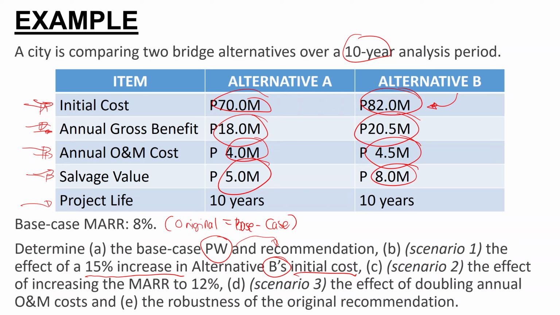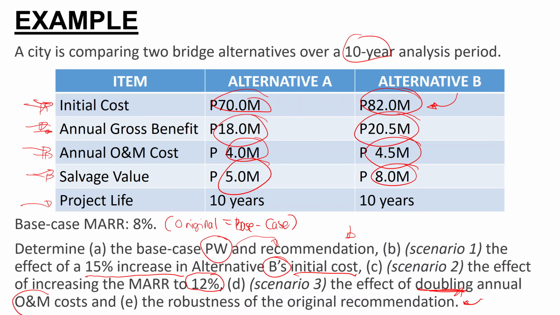Second scenario, the MARR will be increased to 12%. So from 8%, this will become 12%. The third scenario, the O&M is doubled. So we check this individually, and then for each scenario, we are going to determine the recommendation. And lastly, identify the robustness of the original recommendation.